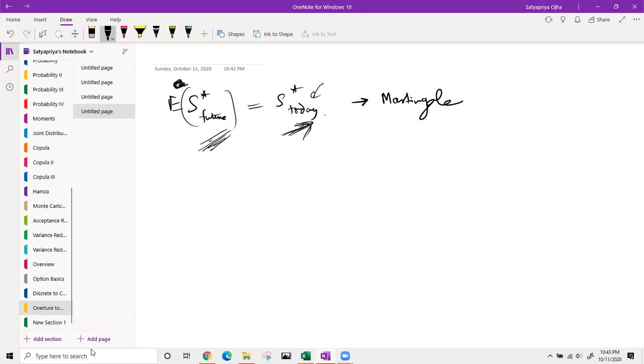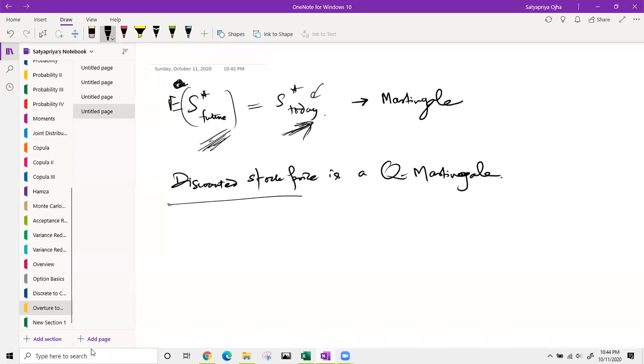So I'm writing here: discounted stock price is a Q Martingale. Q Martingale means Martingale under Q measure. Clear? Discounted stock price has no growth because I have already discounted. Why would it grow, right? Discounted stock price is a Martingale under Q.